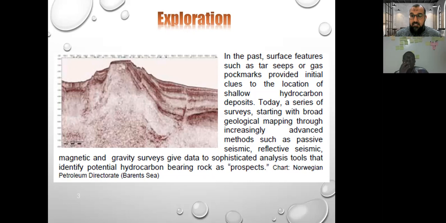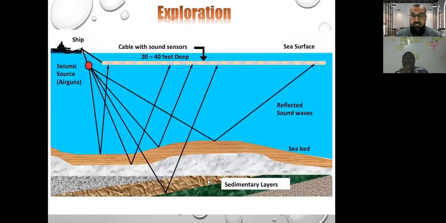However, nowadays, people with new technology use something more advanced called reflection seismic, or reflective seismic. What is this? It is like sounds of machines. They produce signals. Let's go to the next photo. It will give you more details about this seismic.